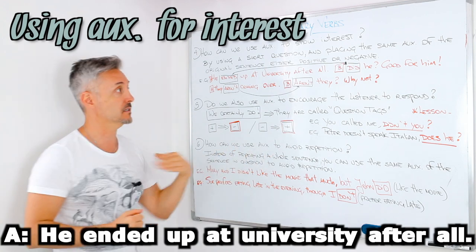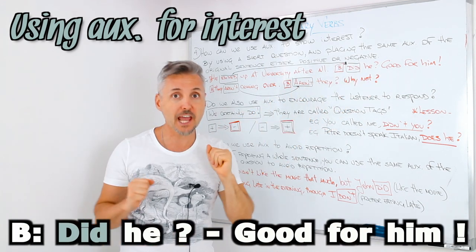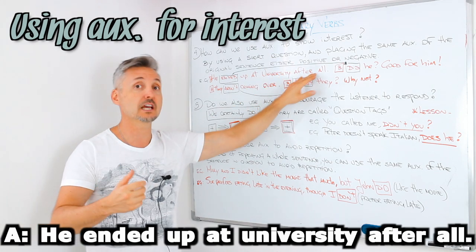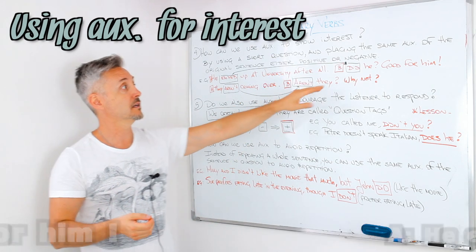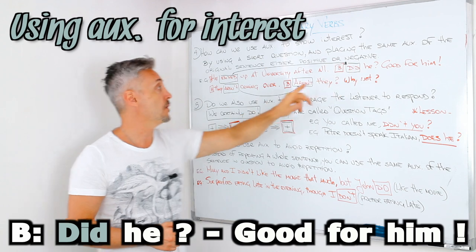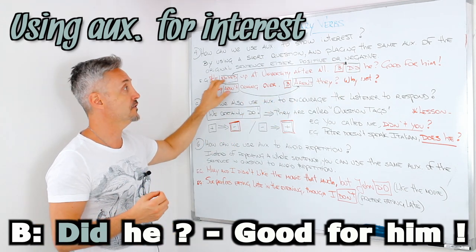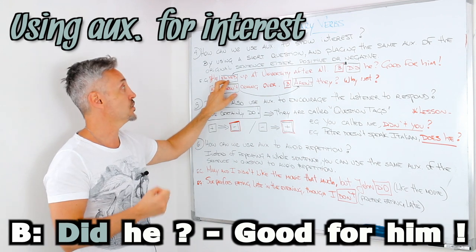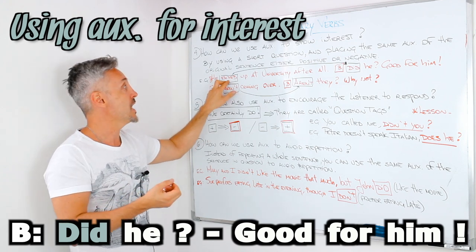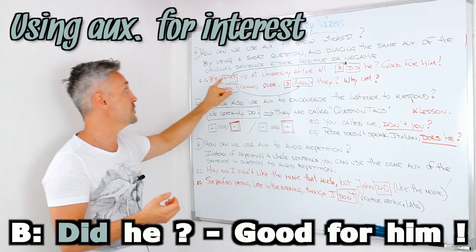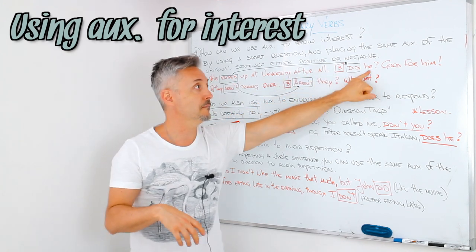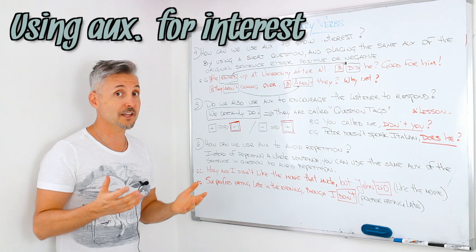And my friend says, did he? Good for him. So, I repeat, I say, he ended up at university after all. And a friend of mine says, did he? Good for him. So as you can see, we have did because it is the auxiliary of the original sentence. Ended is the past of the verb to end and is in the past simple. And the auxiliary is did. So we repeat it, did, and then the same subject, in this case, did he? Good for him.